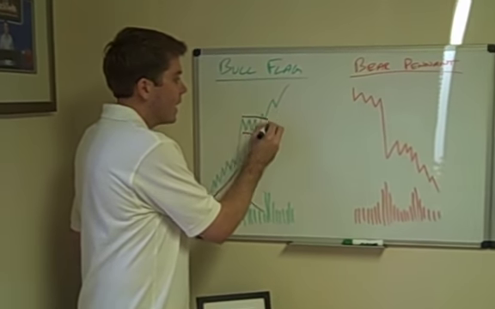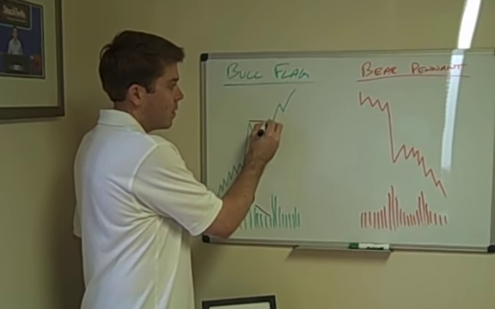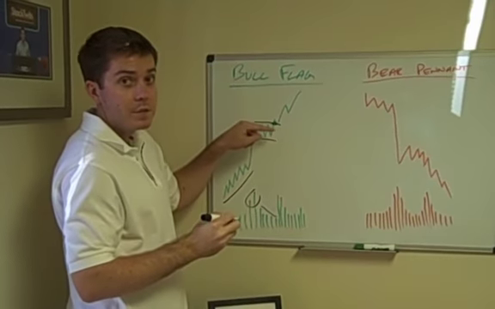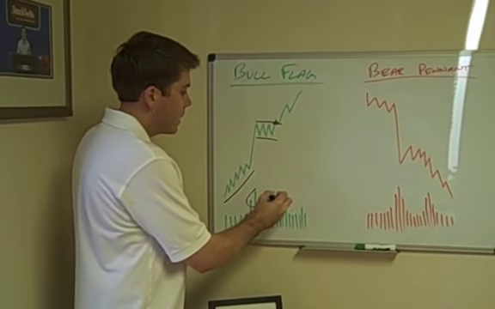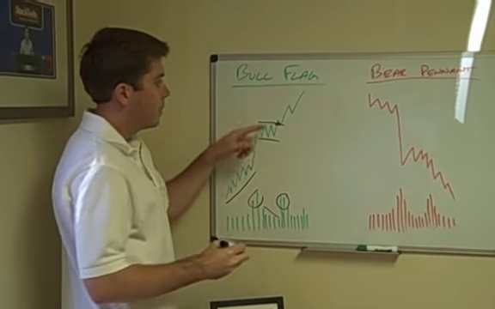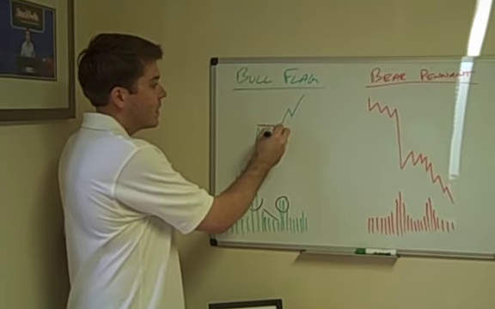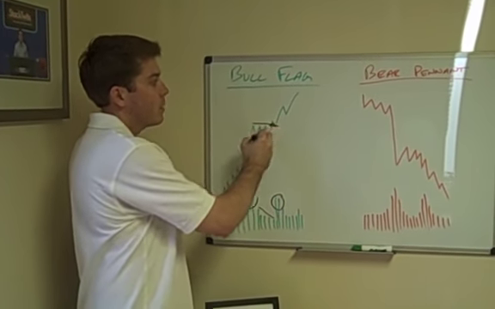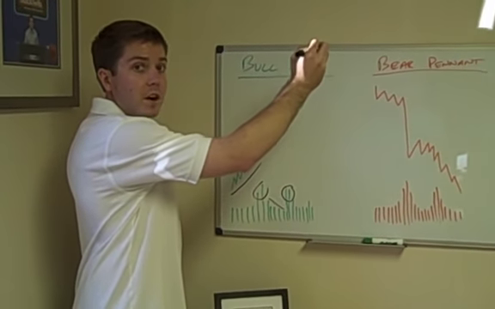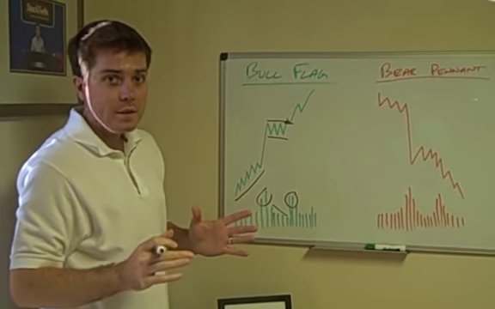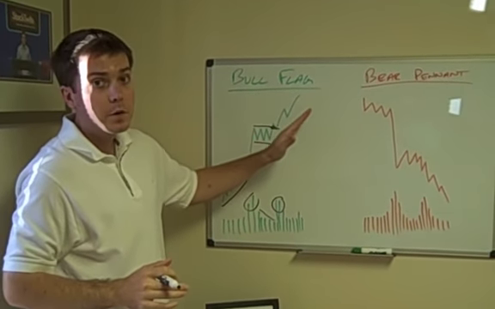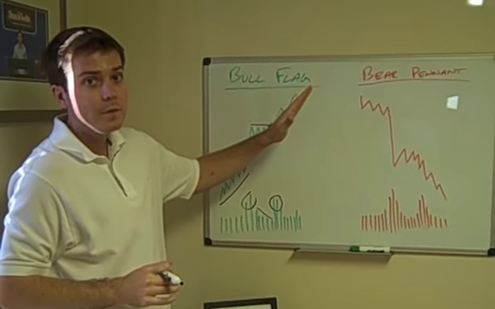Then you get a break above the flag resistance, the consolidation resistance, on a nice spike in volume. Typically you're going to retrace back to that flag resistance turned support, and then you just take off. These typically happen pretty quick. This upside move is going to happen very fast.